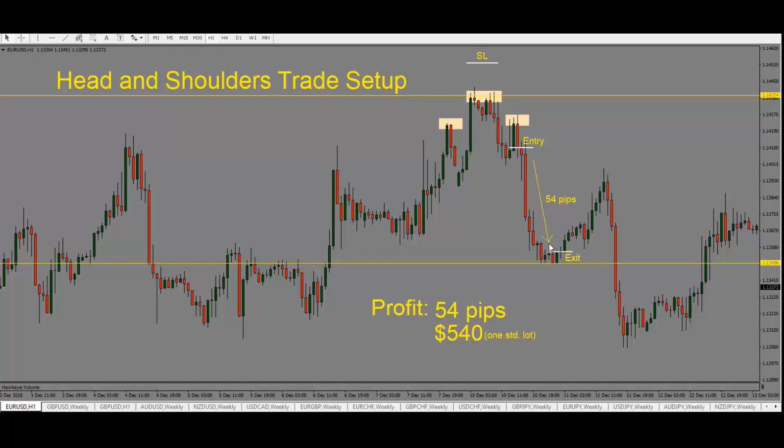Best to exit the trade when price starts to go sideways. So after the close of this bullish candle here, we will exit the trade. From entry to exit, our profit is 54 pips.